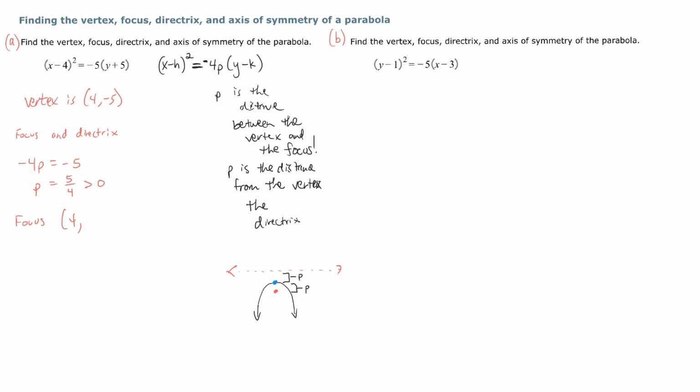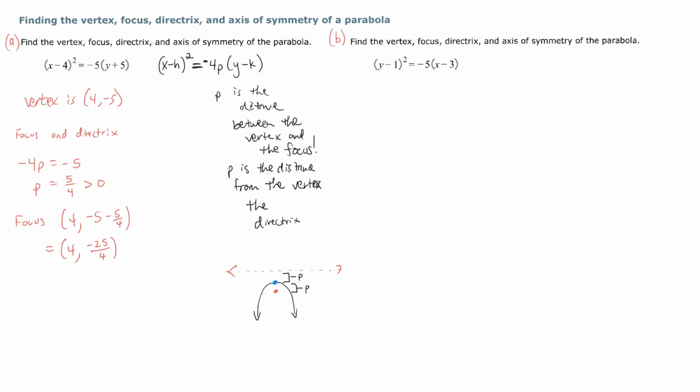So it's 4 comma -5 minus 5/4. And of course, you guys could use common denominator to get the ordered pair. So -20 subtract 5 is -25 over 4. And just use common denominator there. And so there's the focus.